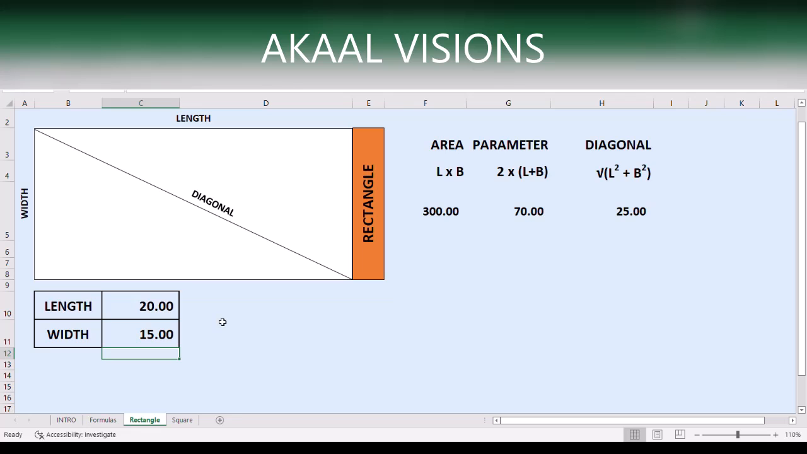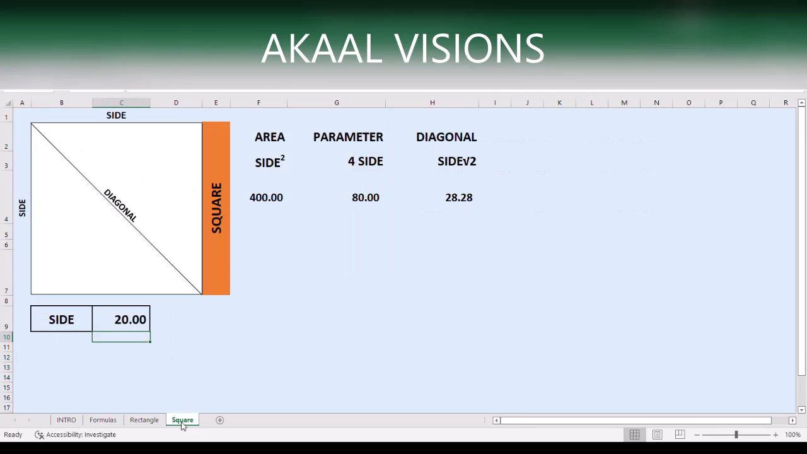Same as the rectangle, there is a second sheet with square formula calculations. There is only one basic difference between a rectangle and a square: a square has all sides of equal length. In this sheet we only need to type the length of the side in the box given below. Like if I type 10, the results are instant, nothing to do further. And if 20, the results are instant.